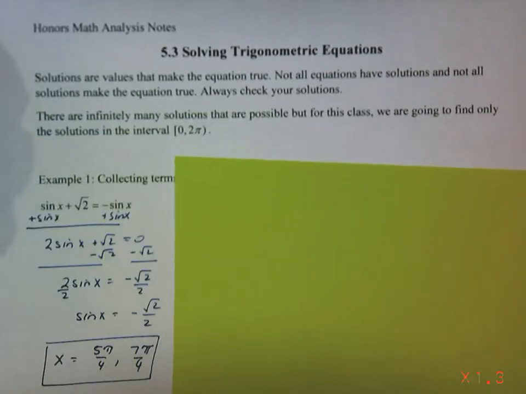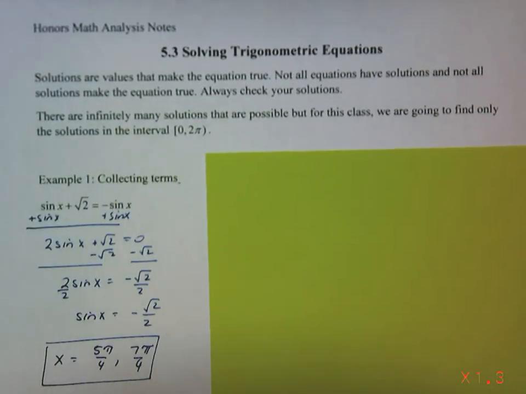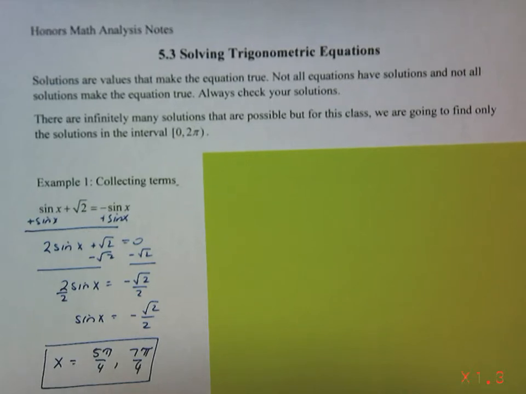Okay, the first example I'm going to do, I use a technique called collecting terms. The reason I can use it on this problem is I see that I've only got a sine x here and a sine x there. I don't have any other terms. It's very basic and simple.